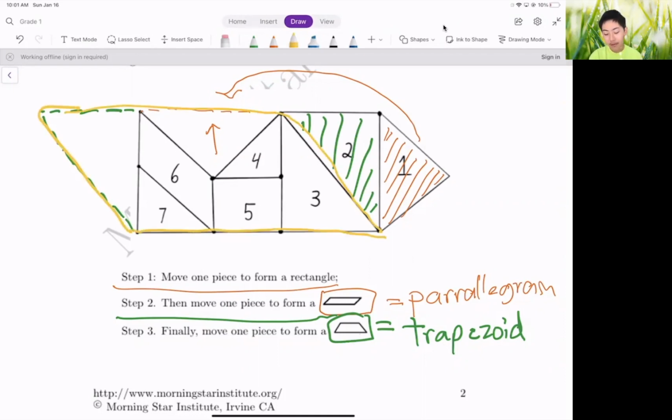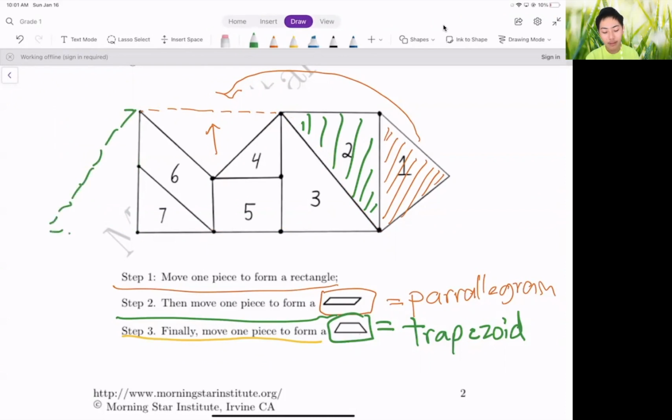And now, finally, step 3, move one piece to form a trapezoid. What we can do for this step is just very simple, just to flip the left triangle and make it so that this triangle's bottom is now facing like this. So once we have flipped it, we should get something like a trapezoid like this.